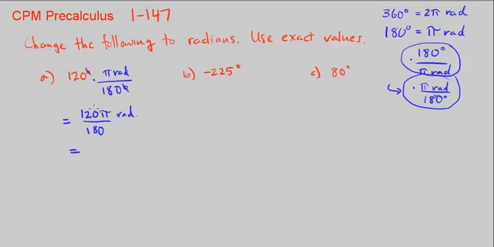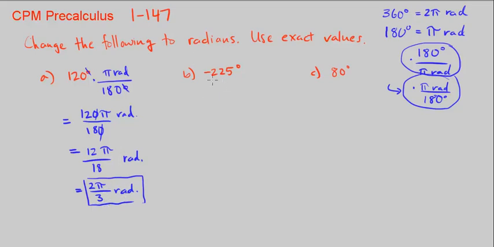If we divide the numerator and the denominator by 10, we get rid of the 0. So we have 12 pi over 18 radians. And then what can we divide the numerator and denominator by? Well, if we divide by 6 in the top, we get 2 pi, and if we divide by 6 in the denominator, we have 3 radians. So this is simplified. We can't simplify this anymore because 2 and 3 are both prime numbers, and we're done with part A. So 120 degrees is equivalent to 2 pi over 3 radians.